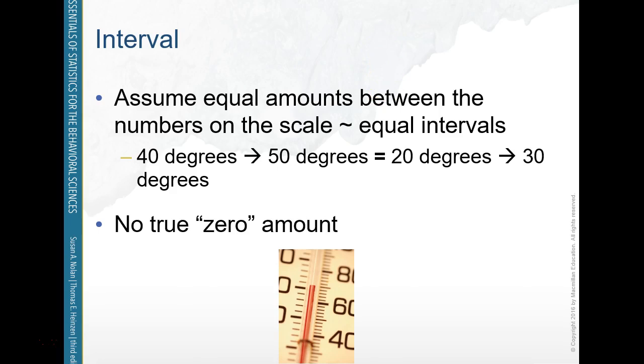It's an equal amount of increase in heat, no matter where you are on the scale. If it's 2 degrees, oh, I feel bad for you, and it goes up to 3 degrees, again you've gone up 1 degree, an equal amount of increase in heat no matter where you are on the scale. So we assume equal amounts between the numbers on the scale, and that's a key for being able to do some kind of math with these numbers. The only thing that is a little bit of an issue with interval scale is that we say there is no true zero. What do we mean by that?